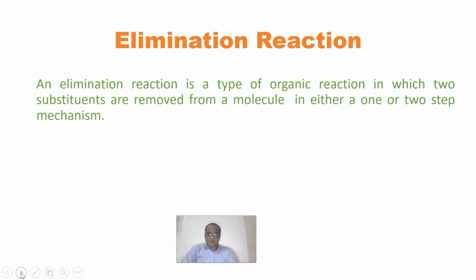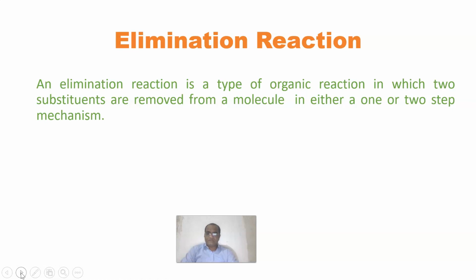So students, let me tell you that there are 4 types of reactions in organic chemistry. Out of that, one is the elimination reaction, and the remaining are the addition reaction, the rearrangement reaction, and the last one, the substitution reaction. That means elimination, addition, substitution, and rearrangement. So these are the 4 types of reactions in organic chemistry. Out of that, one is elimination reactions.